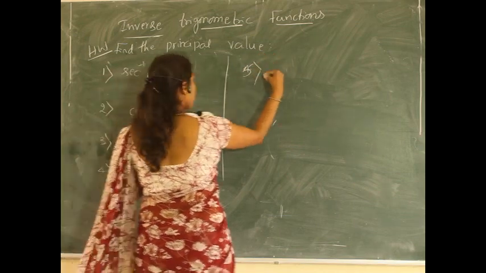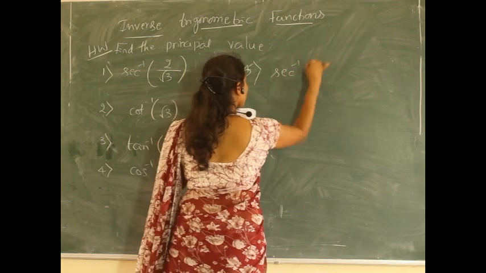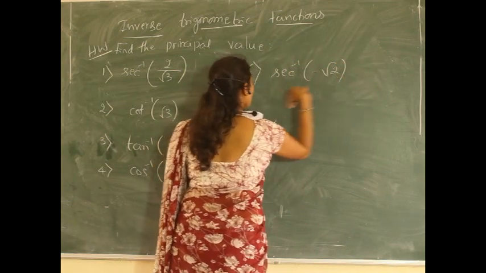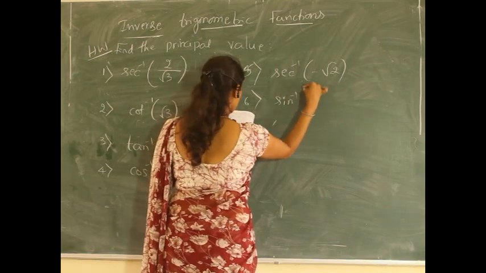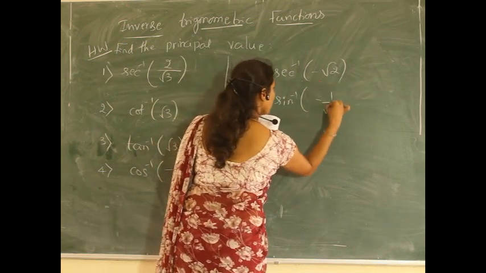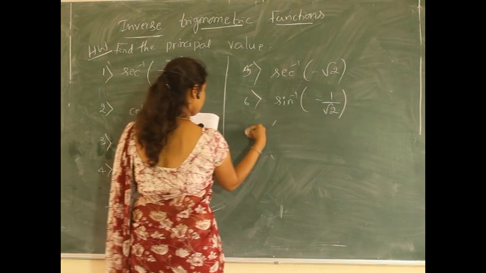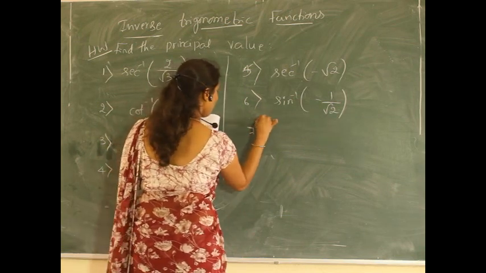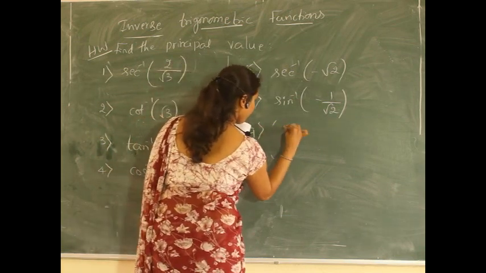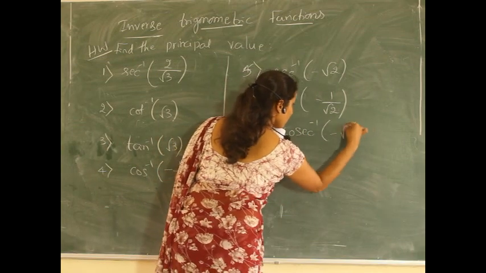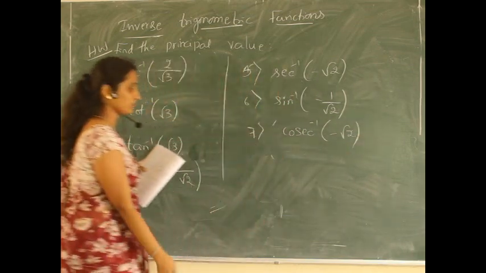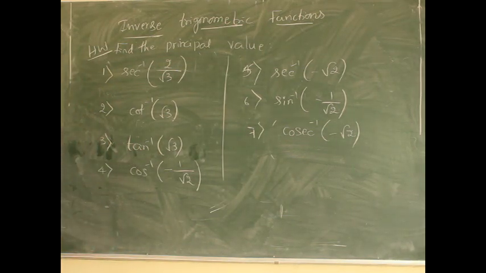Fifth one, secant inverse of minus root 2. Sixth one, sine inverse of minus 1 by root 2. And seventh one, cosec inverse of minus root 2. So solve all these problems.